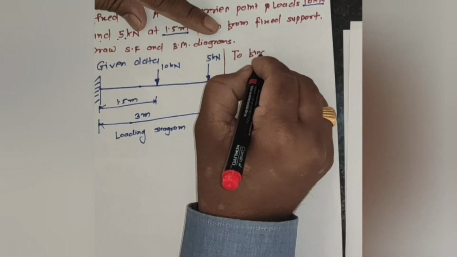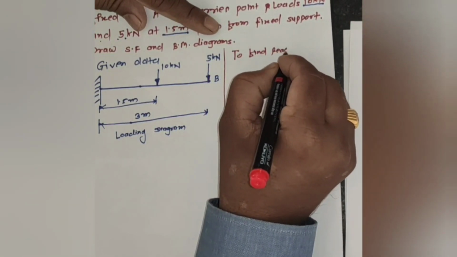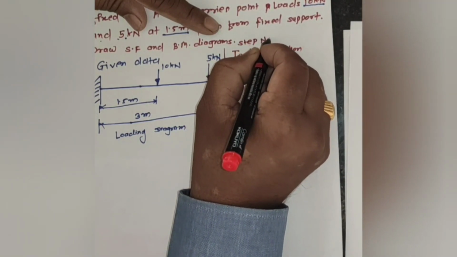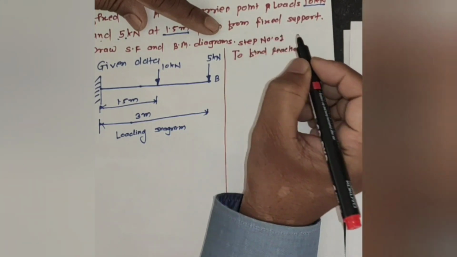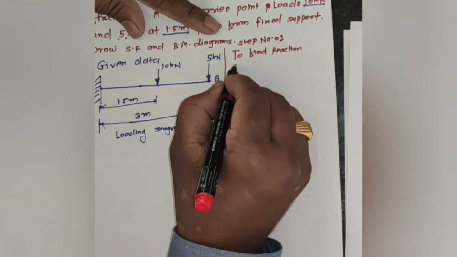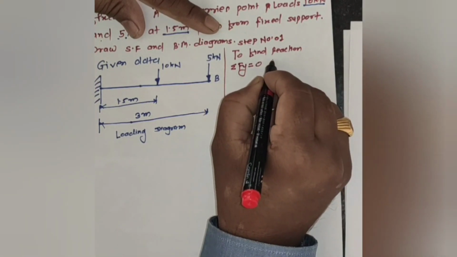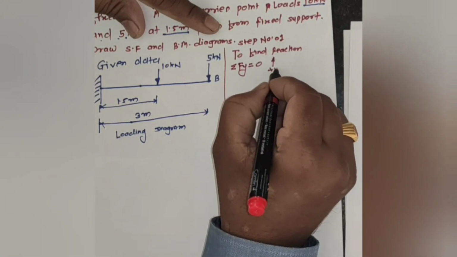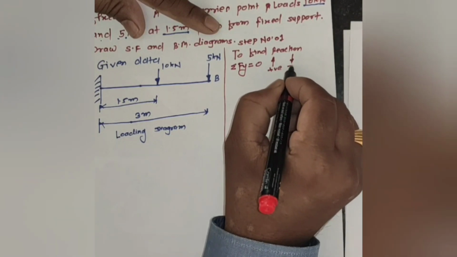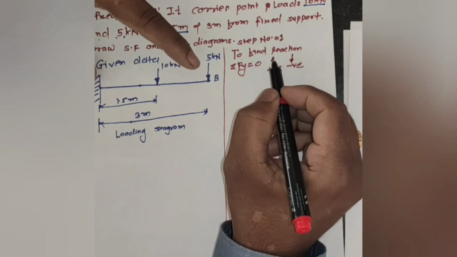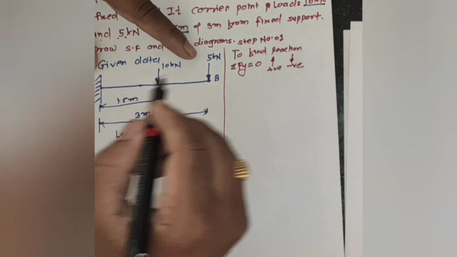To find the reaction, step number 1. All of you know the sign convention: summation Fy is equal to 0. Upward forces take as positive, downward forces take as negative.